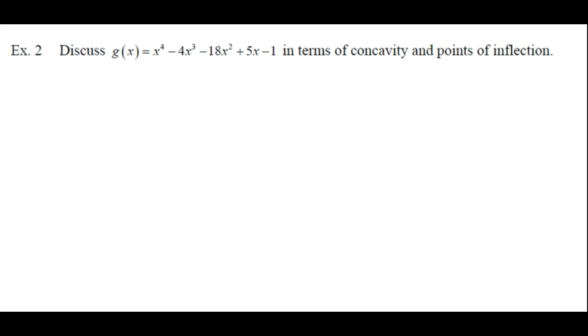Discuss g of x, which is equal to x to the fourth minus 4x cubed minus 18x squared plus 5x minus 1 in terms of concavity and points of inflection. Which means we've got to get the second derivative. The second derivative is going to tell us whether it's concave up or concave down based on whether it's positive or negative. Also, what happens when it's 0. Well, let's take a look.